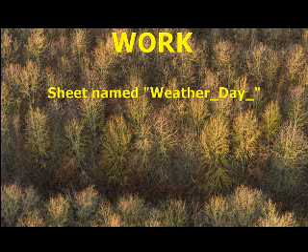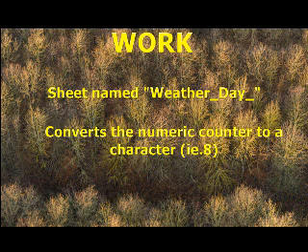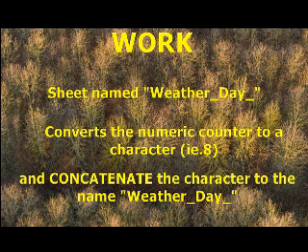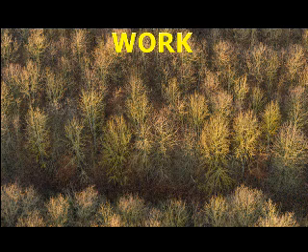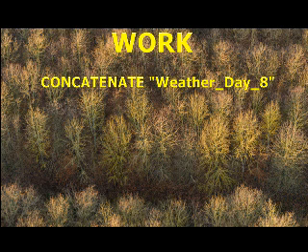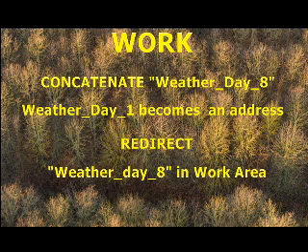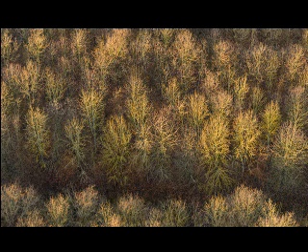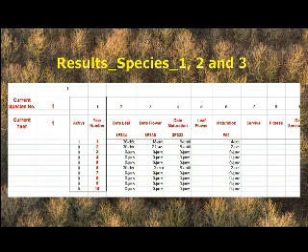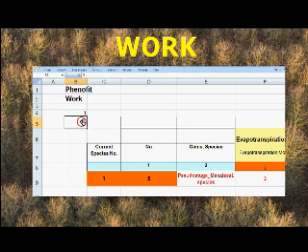So we have a sheet named weather day, and we have a numeric counter that's being converted to a character and concatenated to the name weather day. So for example, if we concatenate an 8 to the weather day, this name will become an address with the redirect command, and thus the data in weather day 8 will be loaded into the work area. This technique works also with the results per species, species 1, 2, and 3. A similar technique is used to select the species. By changing the species number, we're able to bring in different species data.